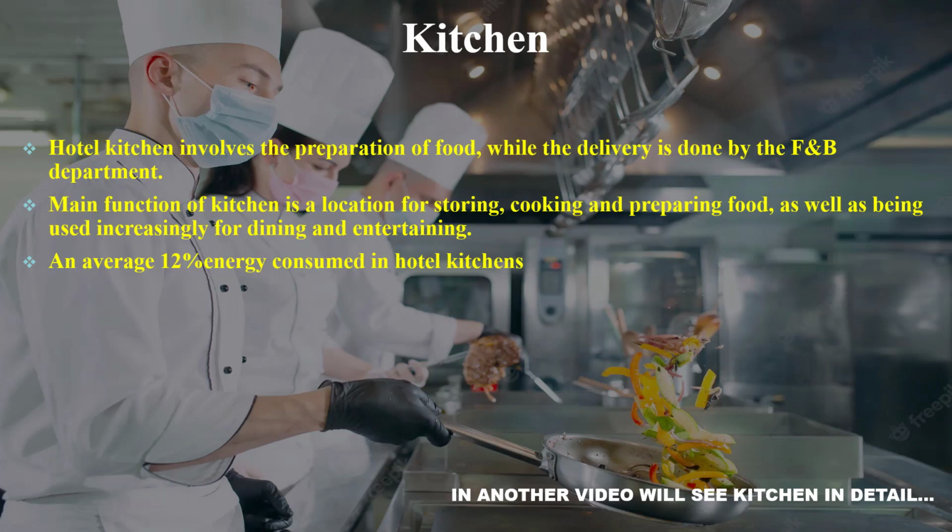Energy use in kitchens. Hotel kitchen involves the preparation of food, while the delivery is done by the F&B department. The main function of the kitchen is as a location for storing, cooking and preparing food, as well as being used increasingly for dining and entertaining. An average of 12% of energy is consumed in hotel kitchens.